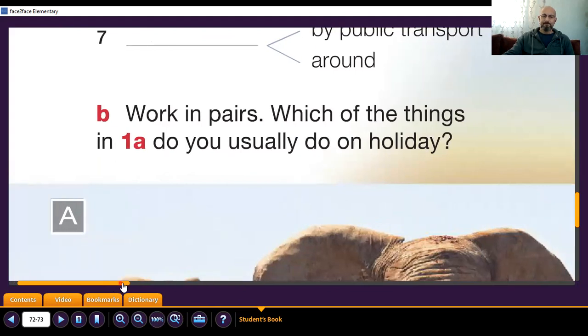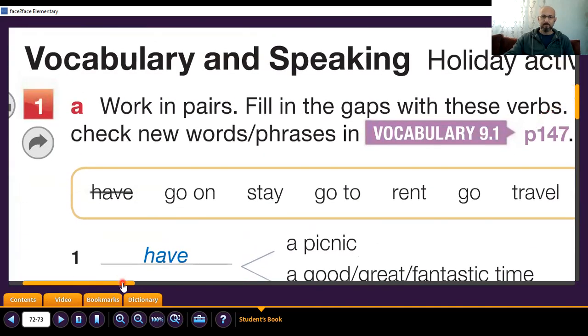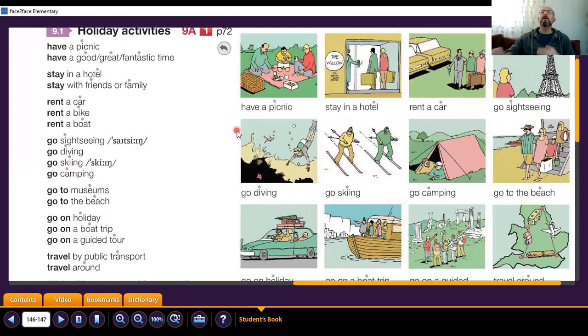So now, again, as I always say, let's go again here. Which of these activities do you and your family usually do when you go on holiday? Do you have a picnic? Do you stay in a hotel? Guys, I want you to write down in the comments what you usually do on holiday. It's different from country to country. Some people don't have many things to do, some people have lots of things to do. If you are in Istanbul, all of these things you can do. So please write down in the comments what you usually do on your holiday.